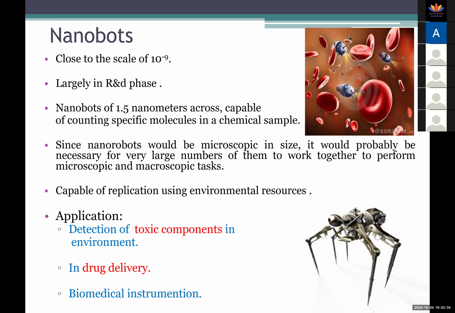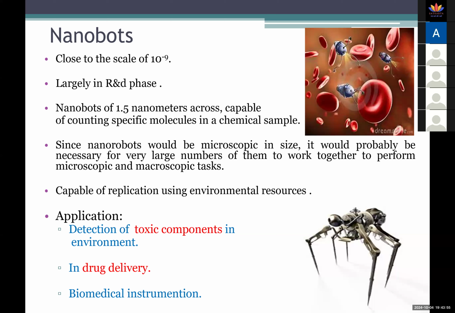Now, I'll give you a nice example. You see that the blood image is given there at the top right corner. Those are blood cells, red blood cells. The robot is nano robot, means the robot which is size of a blood cell. It means it can go there. If there is cholesterol contamination, cholesterol accumulation, it can remove the cholesterol.